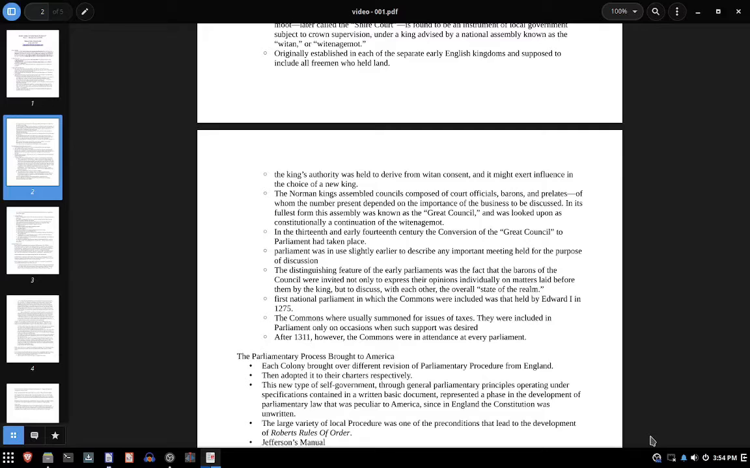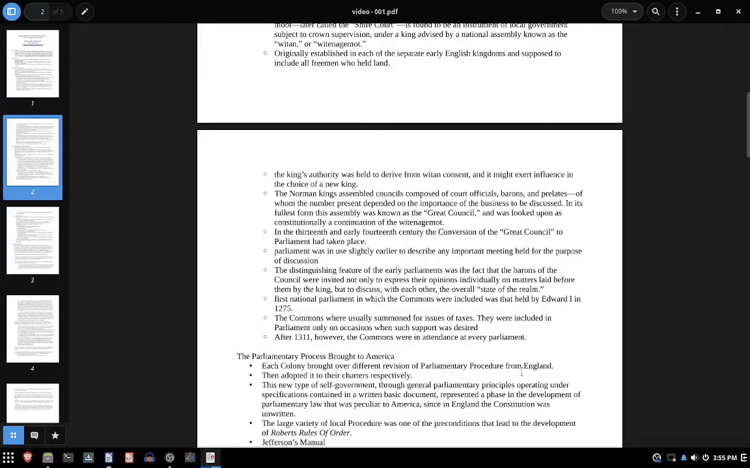The Norman kings assembled councils composed of court officials, barons, and prelates, of whom the number present depended on the importance of what was going on. This was known as the Great Council, and it was considered the constitutional continuation of the Witenagemot. In the 13th and early 14th century, that's when it started to be converted into Parliament. Parliament at the time just means any important meeting held for the purpose of discussion. And the distinguishing feature of the early parliaments was the fact that the barons were invited not only to express their opinions individually, but to discuss with each other the overall state of the realm.